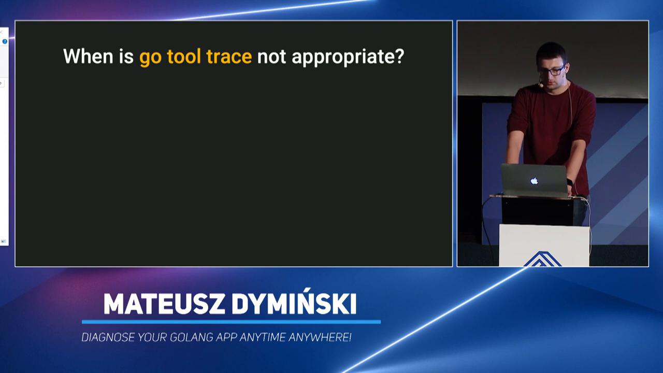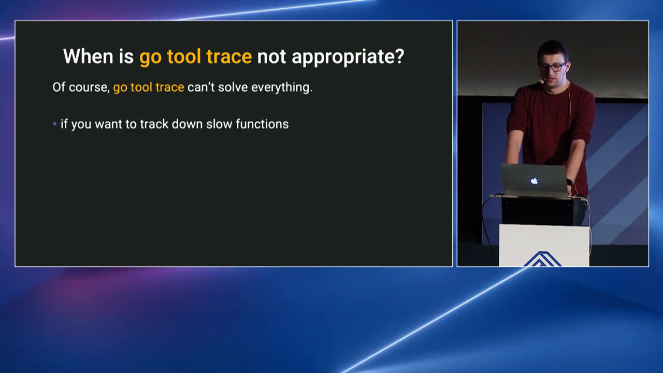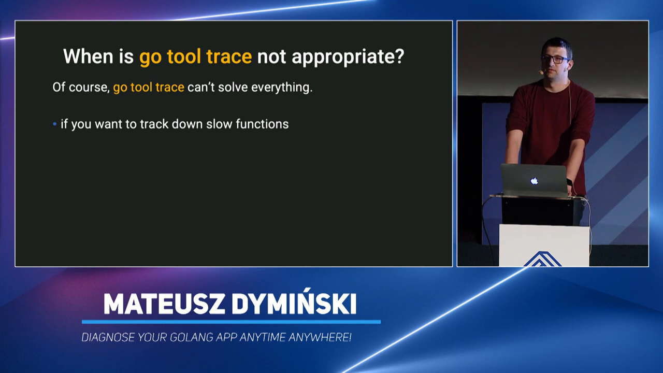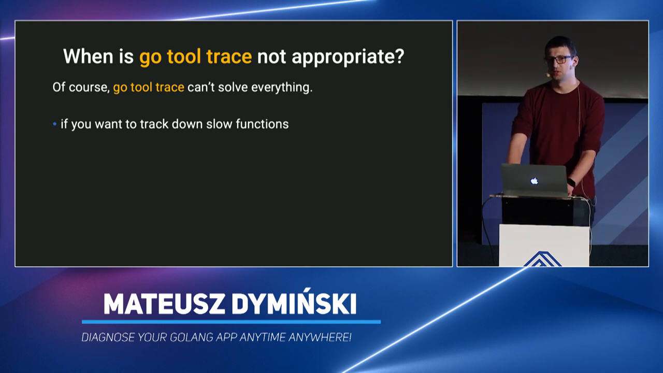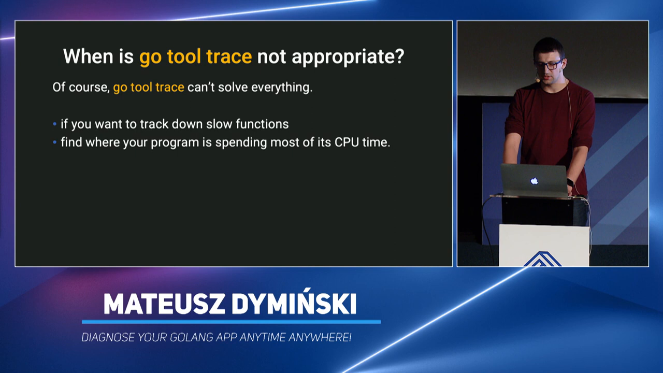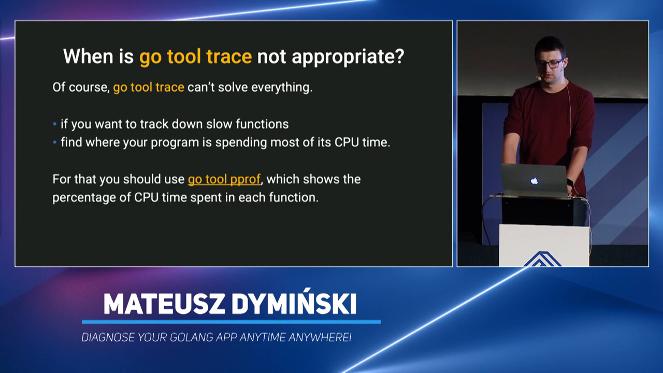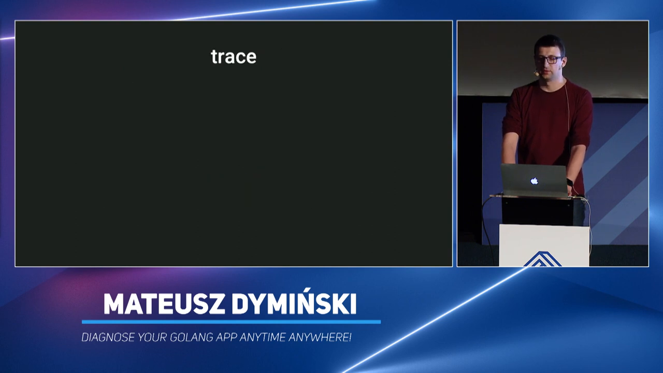Okay, so when is Go Tool Trace not appropriate? When we would like to know which function is slow, then use pprof. For example, when we would like to know which function uses a lot of CPU, it's also not the best tool, so use pprof, okay?